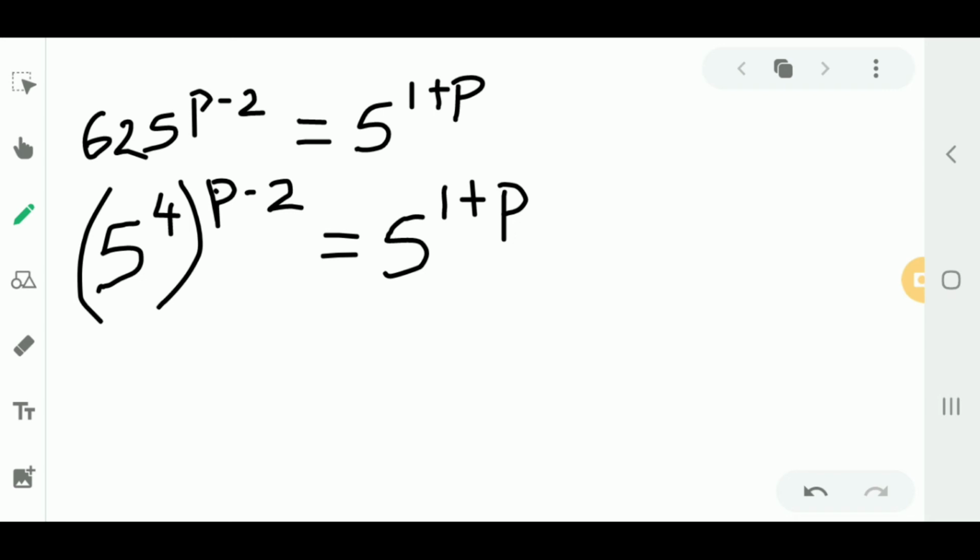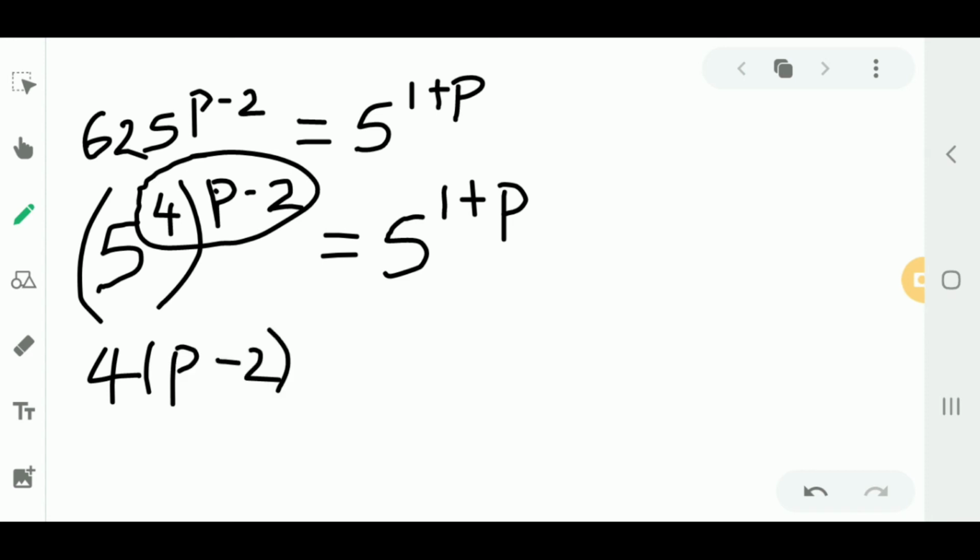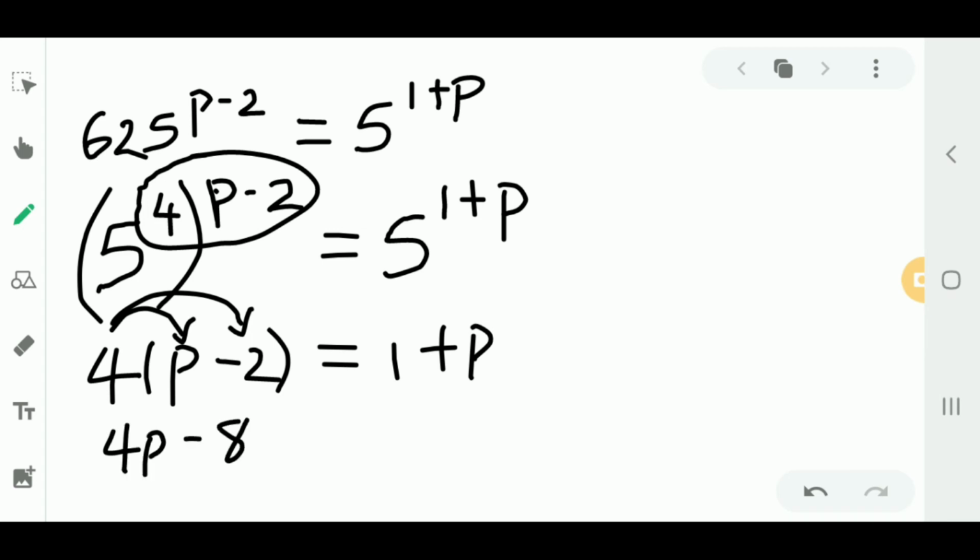Now, the bases are the same, so we're going to be multiplying these together, and we're going to be equating the powers. So we have 4 times p minus 2 is equal to 1 plus p. Now we're going to distribute the 4 with everything inside the bracket. So we have 4p minus 8 is equal to 1 plus p.